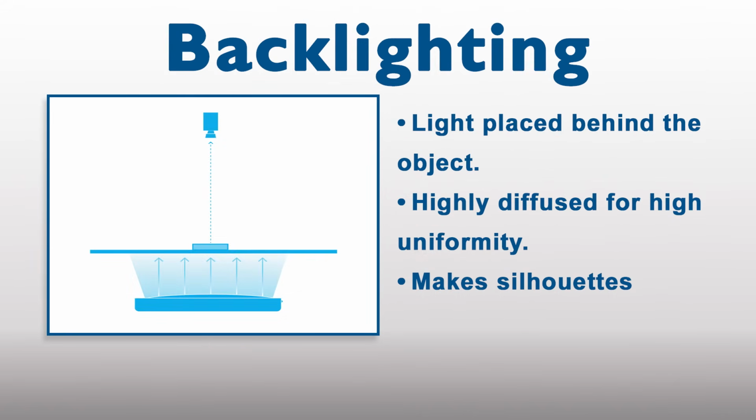Backlighting is a method of placing a light behind the object. For best results, it's important that the light is bigger than the field of view, and sources should be highly diffused for high uniformity. Backlighting also makes it possible to see a silhouette.